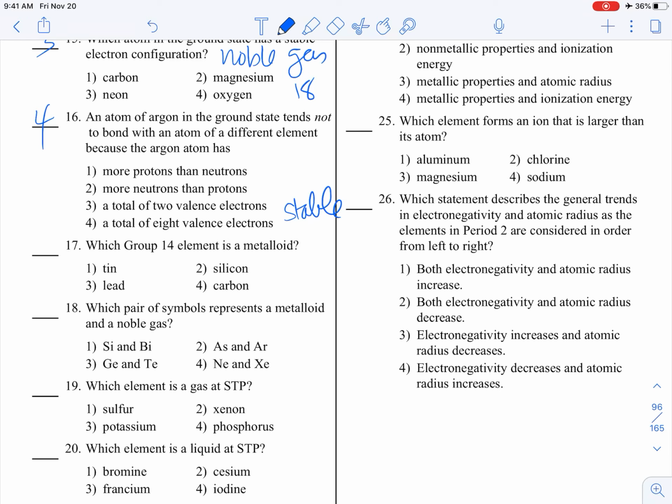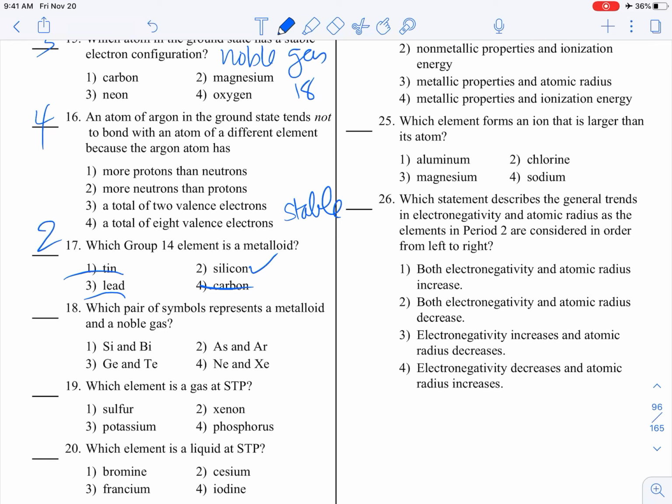Who in group 14 is a metalloid? So carbon, nope, that's a metal. Ooh, silicon is along the zigzag, so that's probably our answer. Tin, no, that's way down, metal. Lead, way down, metal. Which pair of symbols represents a metalloid and a noble gas?